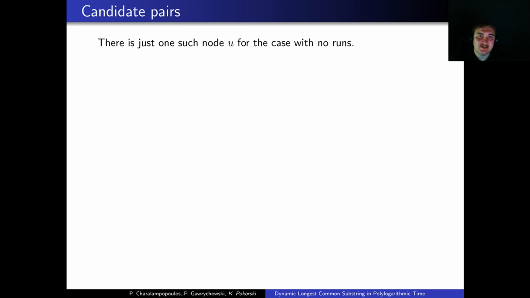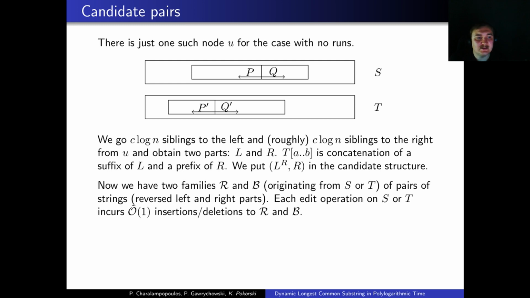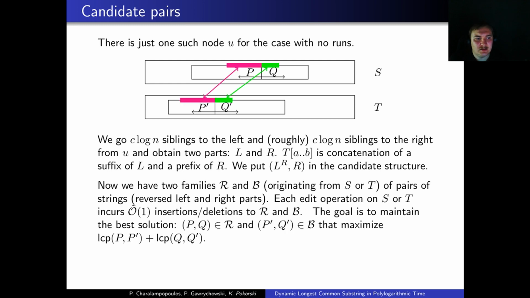So we create such tries. So we have these candidate pairs, and there's only one topmost node that should catch the occurrence in case there are no runs. Yes, and the goal is to maintain the best solution now.